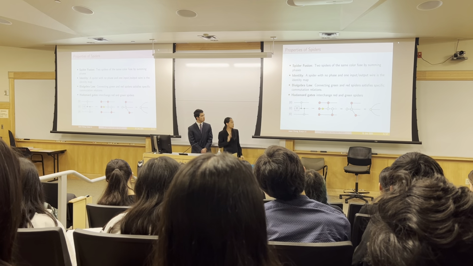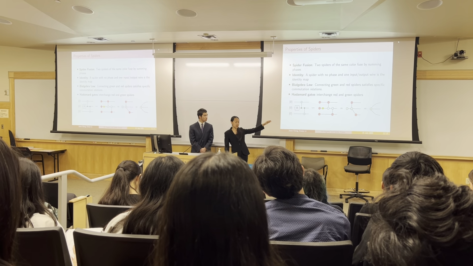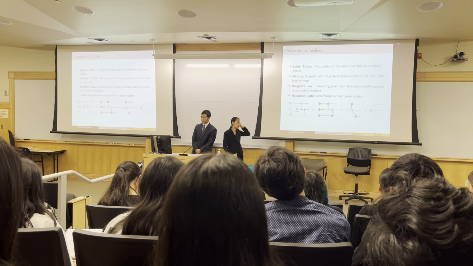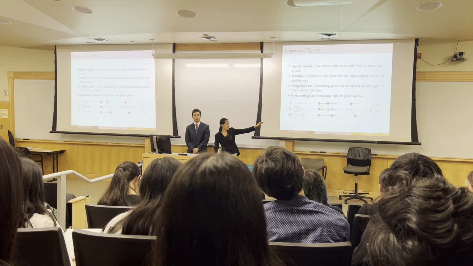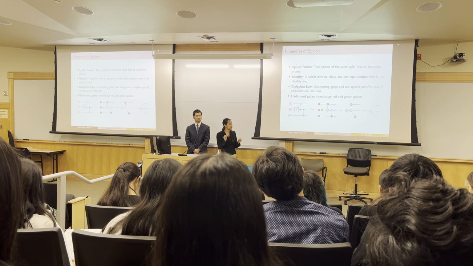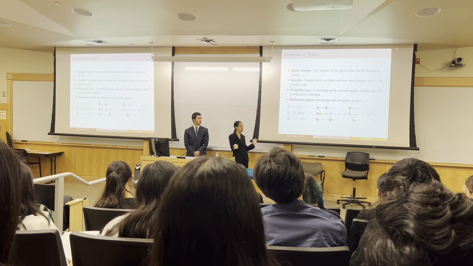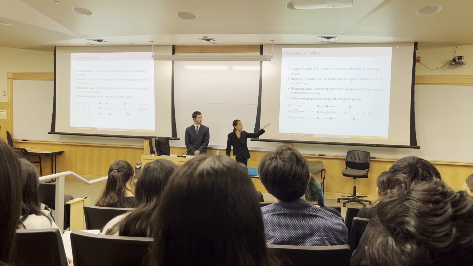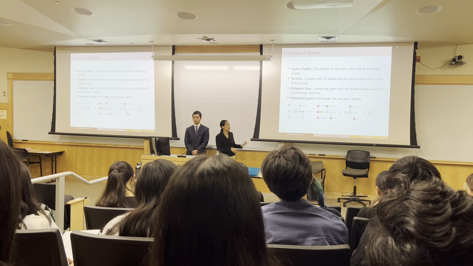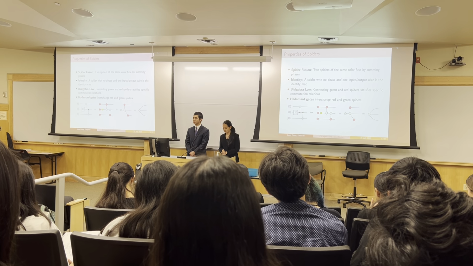Then, using more spider fusion on the two Z spiders, and also noticing that the X spider is the identity since it has 0 phase and 1 input and 1 output, we could combine those and make it the identity, which finally results in just a Z spider at the very end with 3 outputs.